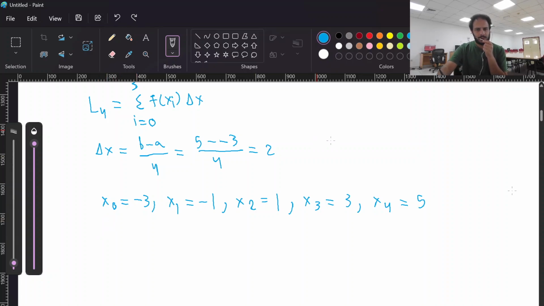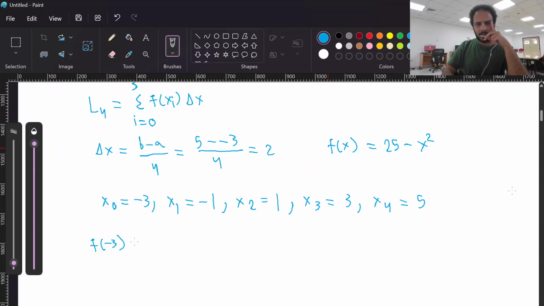Now, remember your function is 25 minus x squared. Now we find the images of each x value, okay? So f of x equals 25 minus x squared. So start with f of x0, which is f of minus 3. F of minus 3 equals 25 minus 3 squared. You get 25 minus 9, 16. Then f of minus 1. You get 25 minus 1 is 24.